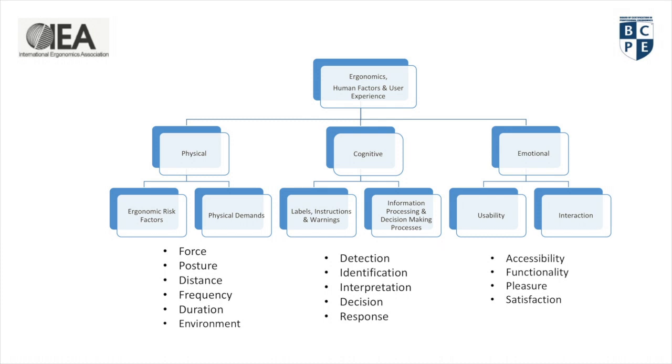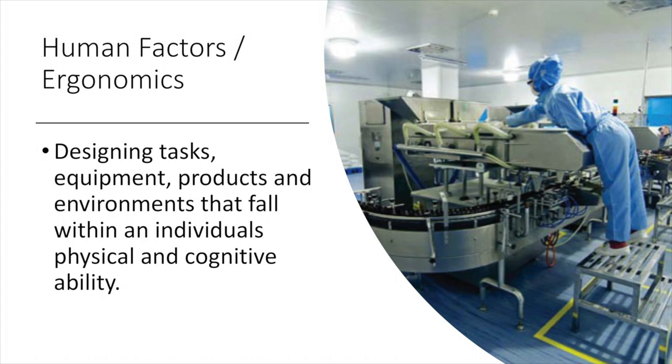Okay? So does that give you a little better idea of the scope and breadth of the field? It's not just walking up and counting repetitions. It's really looking at the entire component from the cognitive side, how you interface with equipment or products, as well as the physical side. So if you're looking for an ergonomist, make sure you look for one that is board certified by the BCPE, okay? So my definition of ergonomics is designing tasks, products, equipment that fall within an individual's cognitive and physical ability, okay?